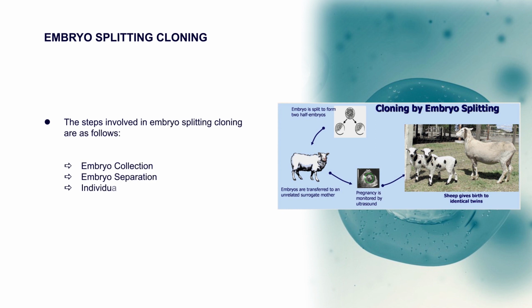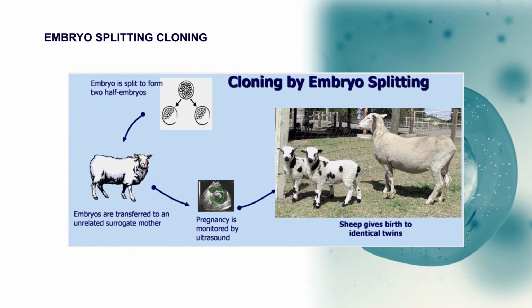On the other hand, in embryo splitting cloning, the steps involved actually start with embryo collection, where multiple embryos are collected through in vitro fertilization or other assisted reproductive techniques. The collected embryos are then carefully separated into 2 or more parts, typically at the 4 to 8 cell stage for development. This can be done through mechanical or chemical means, after which each separated embryo is placed in a suitable culture medium and nurtured to develop independently.